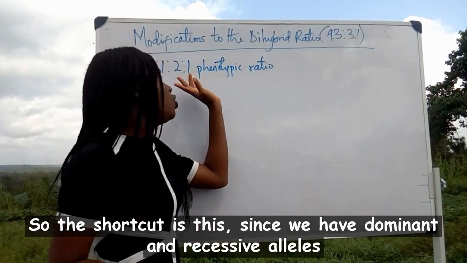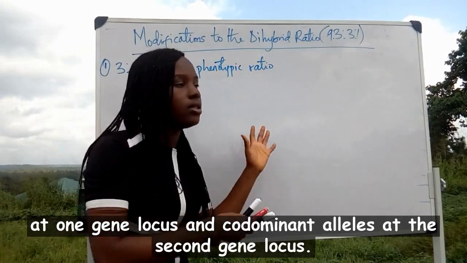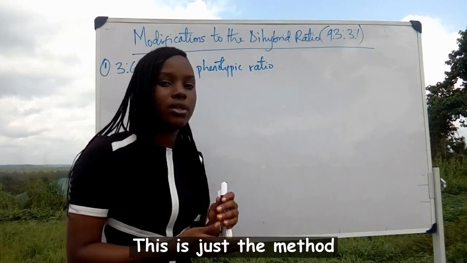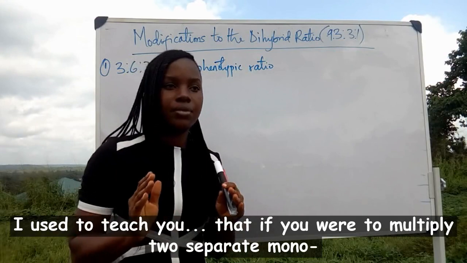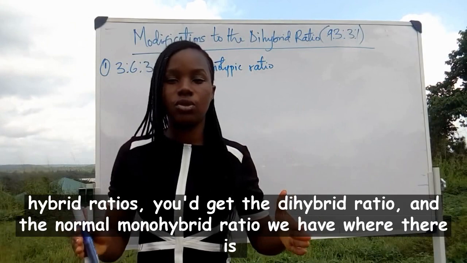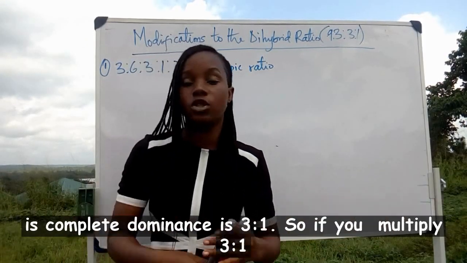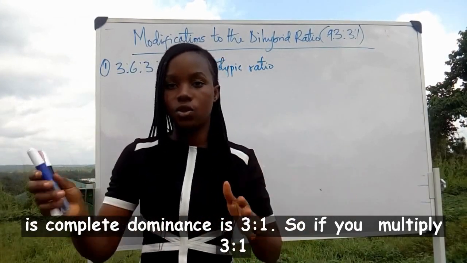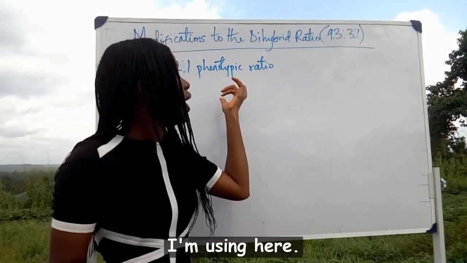Since we have dominant and recessive alleles in one gene locus and codominant alleles in the second gene locus, this is just the method I used to teach you that if you were to multiply 2 separate monohybrid ratios, you get the dihybrid ratio. And the normal monohybrid ratio where there is complete dominance is 3 to 1. So if you multiply 3:1 with 3:1, you get this. That is the same rule I'm using here.